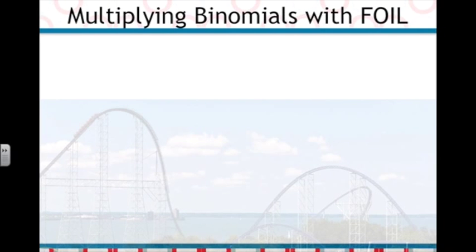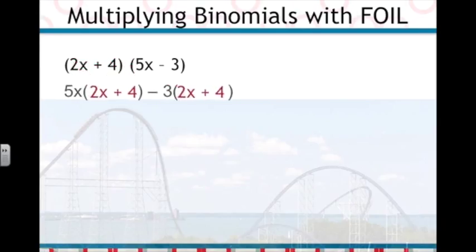Next, let's try multiplying two binomials together. The quantity 2x plus 4 times the quantity 5x minus 3. First, we need to consider the distributive property. We can distribute the entire binomial 2x plus 4 to the 5x and the minus 3.